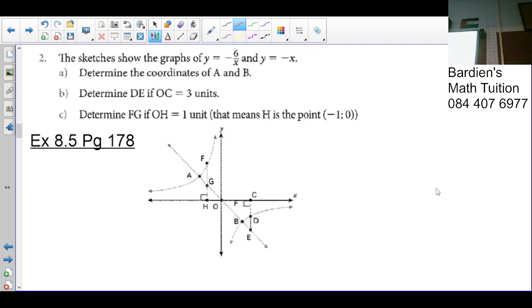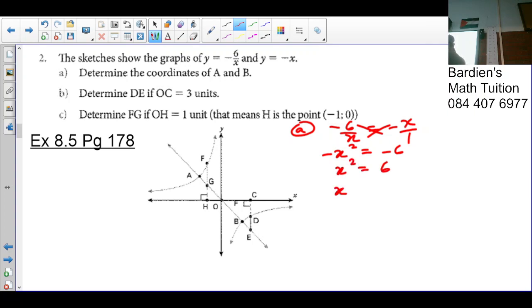Then we have y is equal to minus x. What type of graph is that? Straight line. Okay, as you can see, that's the only option there on the diagram now, since we have chosen the hyperbola. The question says determine the coordinates of A and B. So let's look at A. What is A and what is B? Points of intersection. How do you calculate the points of intersection? So the 2 graphs equal to each other. So it's negative 6 over x equal to negative x over 1. I cross multiply, which gives you negative x squared is equal to negative 6, divided by negative 1 both sides. The square root thereof, plus minus the root of 6.